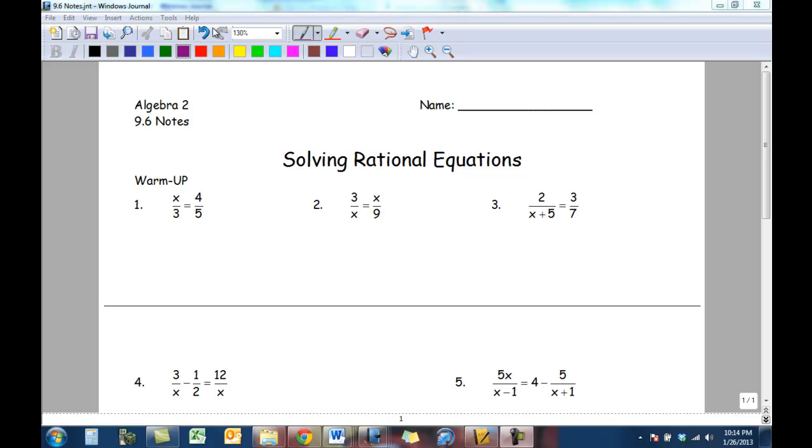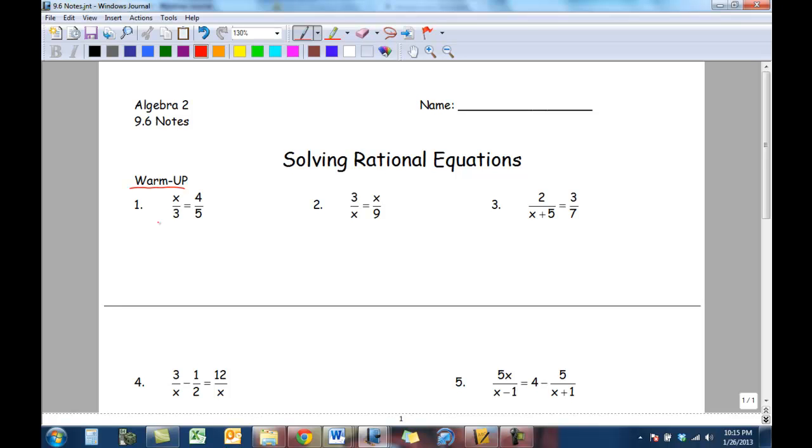9.6 is all about solving rational equations. As a quick little warm-up, here's three rational equations that are probably familiar to you, or at least you should be able to solve these. These are proportions, fractions, or rational expressions that are equal to each other. That's a proportion. So take a minute, solve these three proportions, and we'll check back in just a minute.